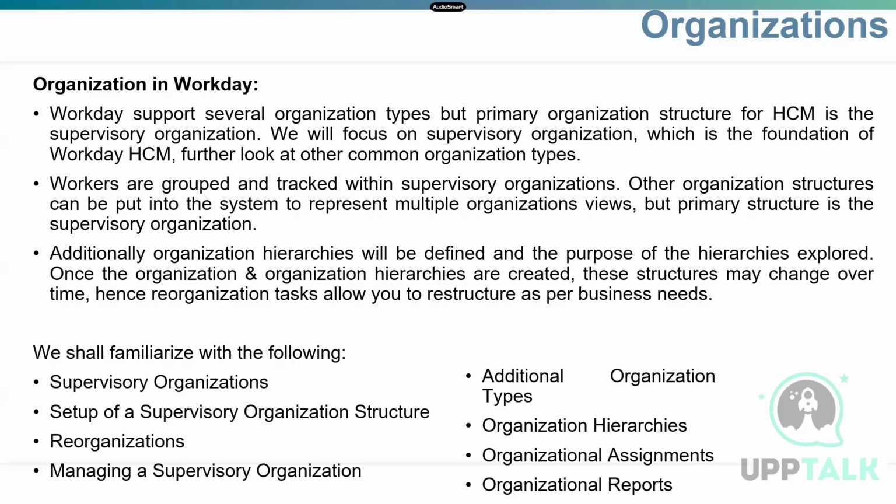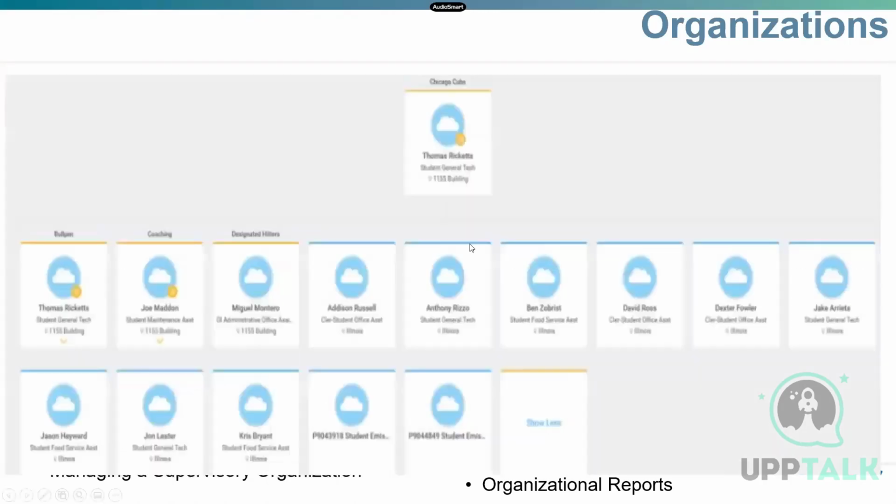Today we were discussing organizations and their types, with the supervisory organization being the primary structure for Workday, and other types of organizations such as hierarchies, locations, cost centers and companies. So these are all types of organizations. Today we will start with an organization type.